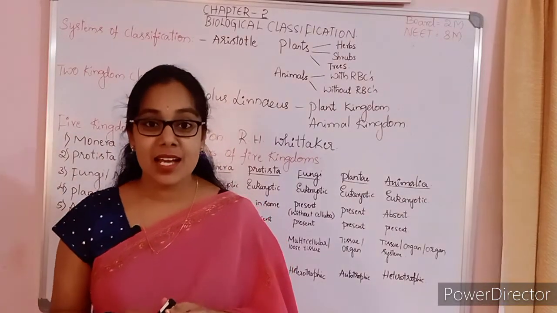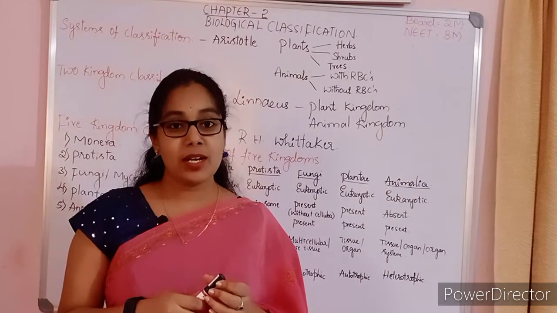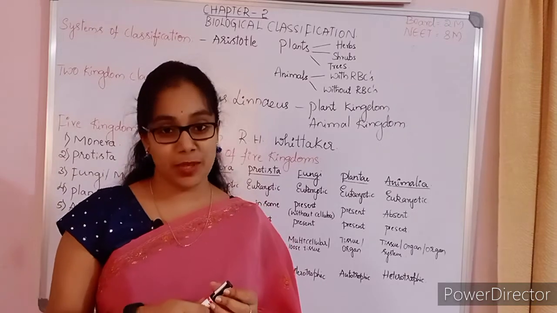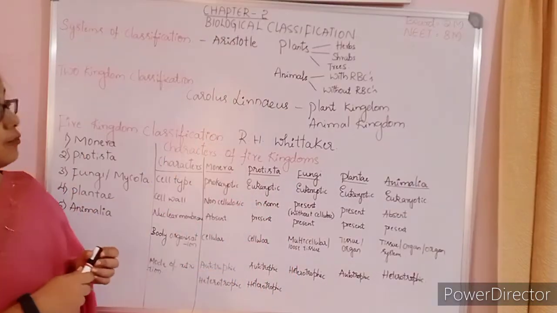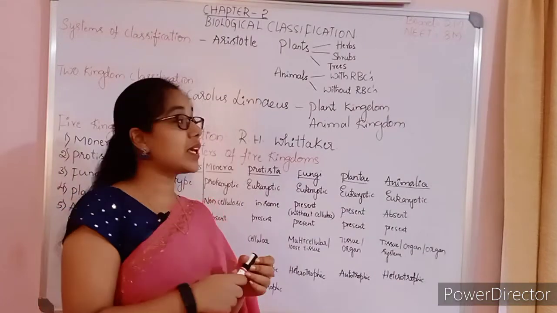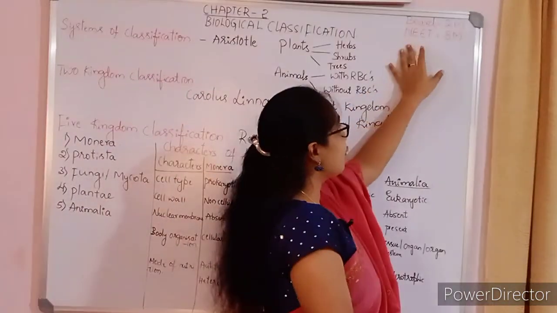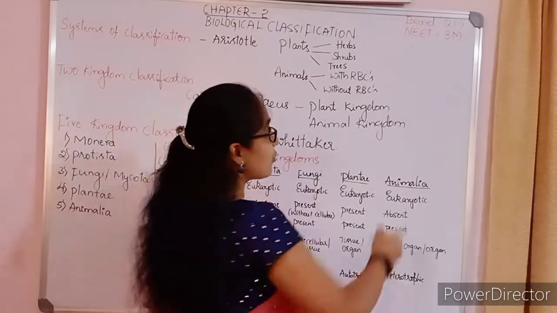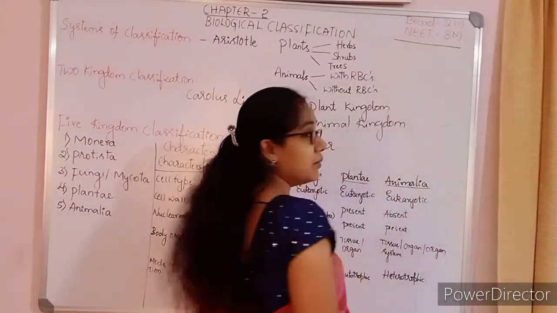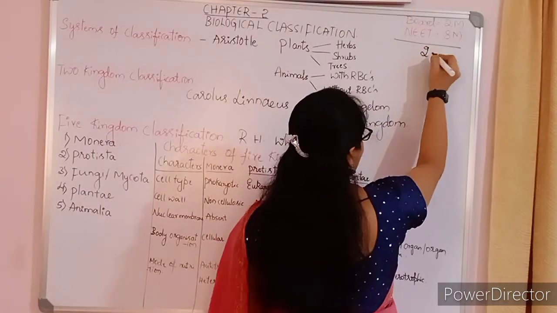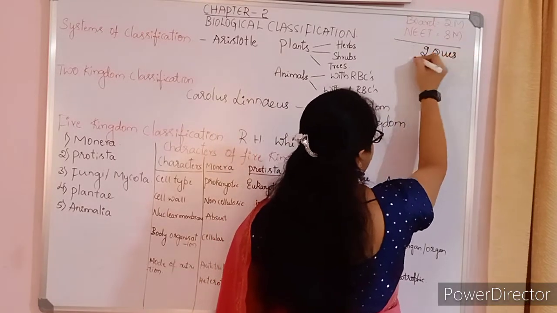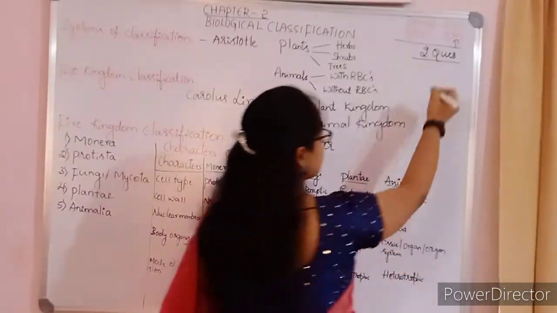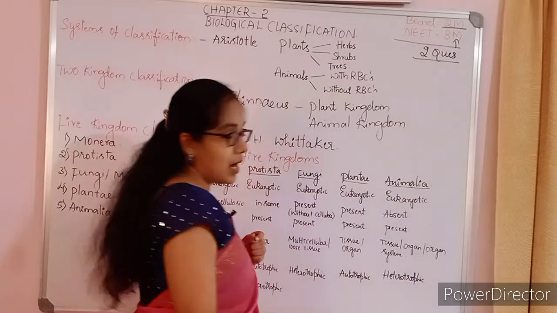So this is Chetana. Today I am before you with chapter 2, that is biological classification of first PU. In this chapter, for board examination you are going to get 2 marks, and for NEET examination you are going to get 8 marks. That means the number of questions you get from NEET is 2 questions, so totally 8 marks. For the board examination you are going to get 2 marks.